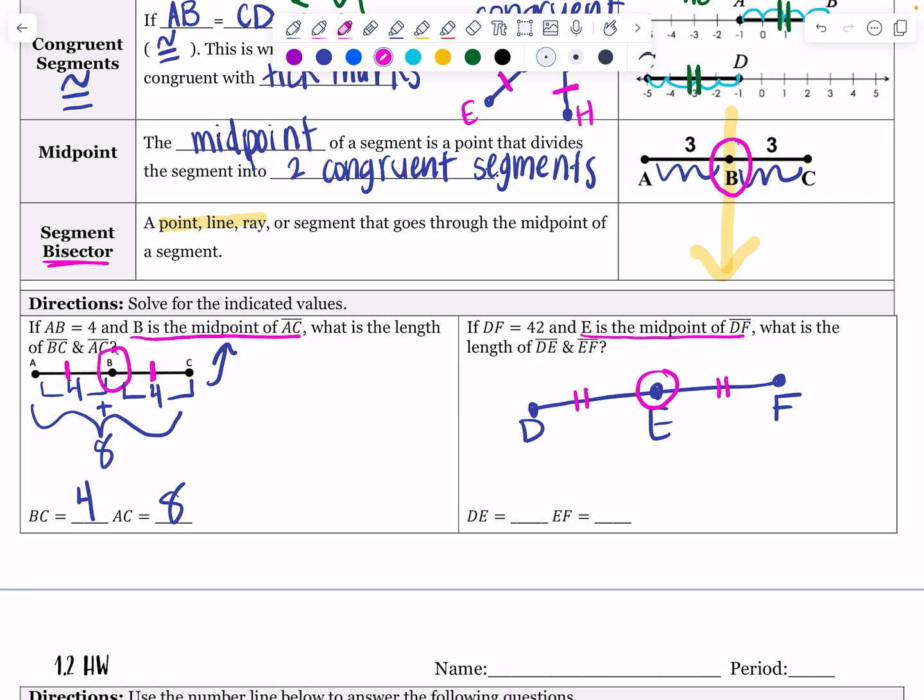What is the length of D to E and what is the length of E to F? If they tell me that the whole thing, D to F, is 42, and it says E is the midpoint, well, if the whole thing is 42, what does that mean the midpoint does to it? It cuts it in half. So what is half of 42? Half of 42 is going to be 21 for each segment. Those are congruent segments. D to E is congruent to E to F. And so each of those would be 21, which is half of 42. So D to E is 21, and then E to F is also going to be 21.